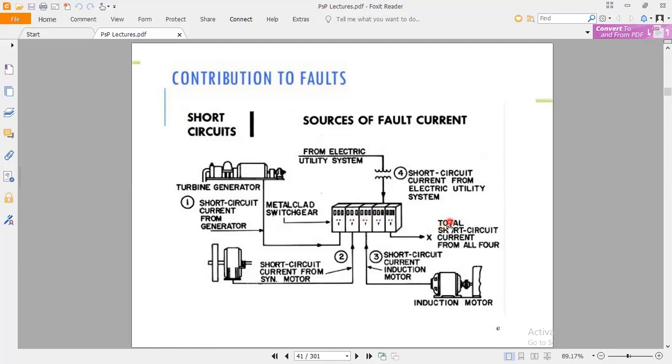And lastly, the total short circuit current from all four sources would be summed up in this cross aspect. So these are the consequences of short circuit, the sources of short circuit current and fault current that is produced and also disturbs the system.